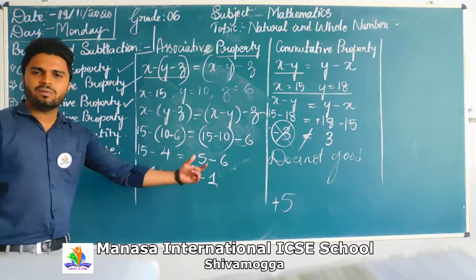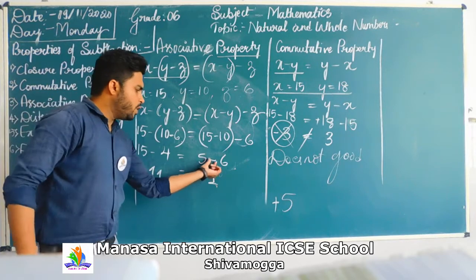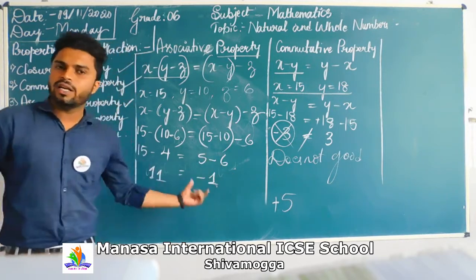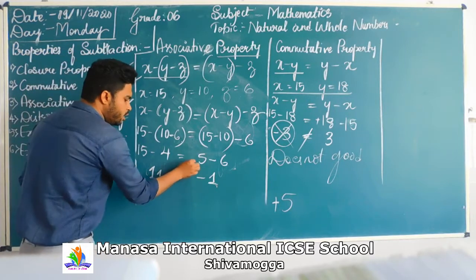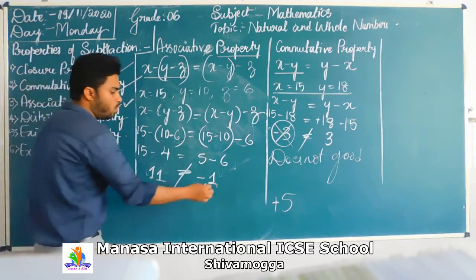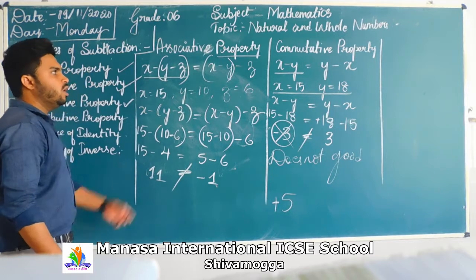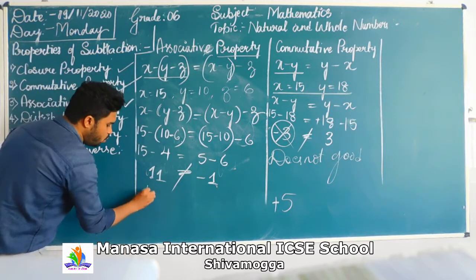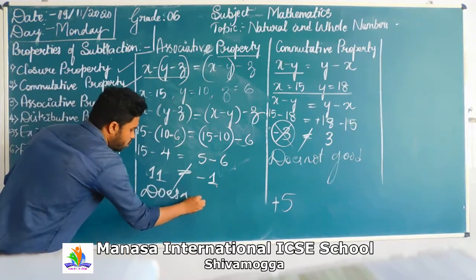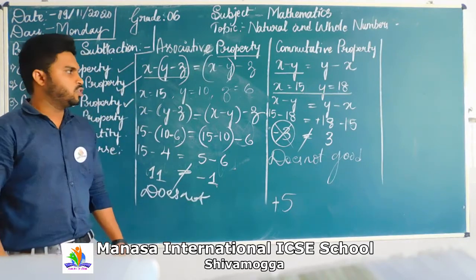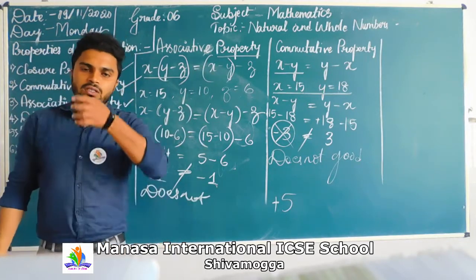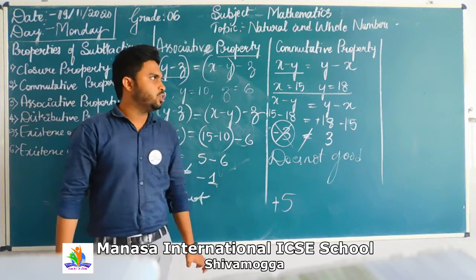You can solve, right? 6 minus 5 is 1. The bigger value is 6, so the sign is minus. Whether it is equal or not, it is not equal, and this also won't belong to the whole number. And this associative property does not belong to the subtraction.